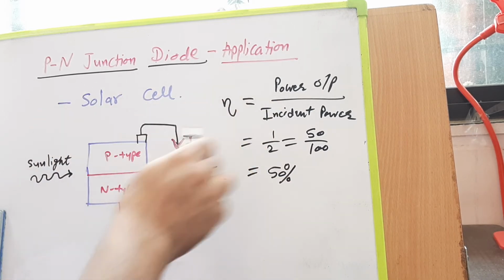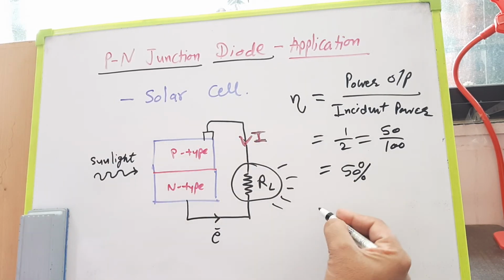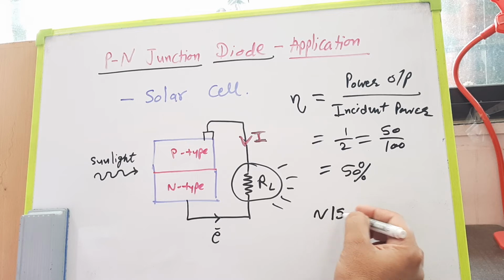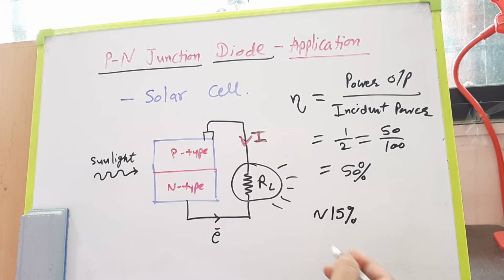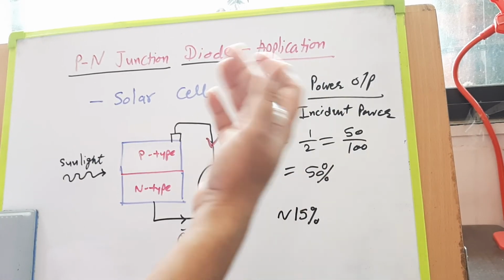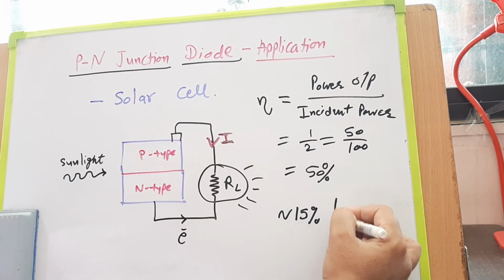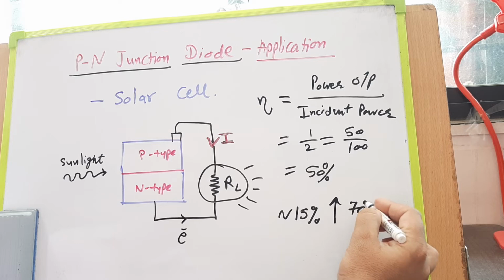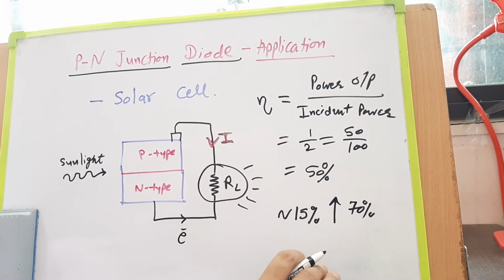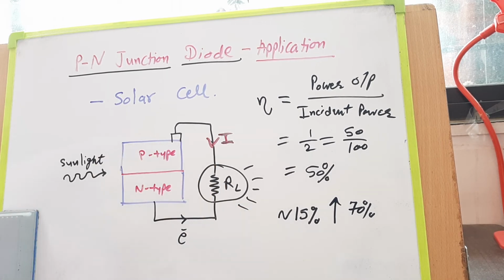टिपिकली सोलर सेलची इफिशियन्सी ही साधारणपणे रफली 15% आसपास असते, which is very, very less. So you have a good challenge in front of you. If you can take it to say 70%, you will solve the whole problem in front of humanity. So please try to think, especially for electrical engineering students, this is your territory.